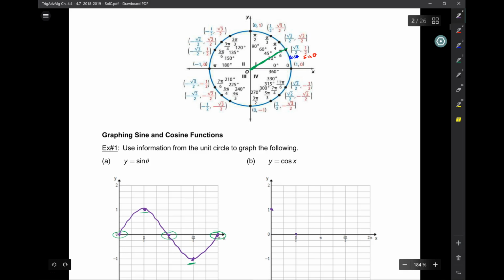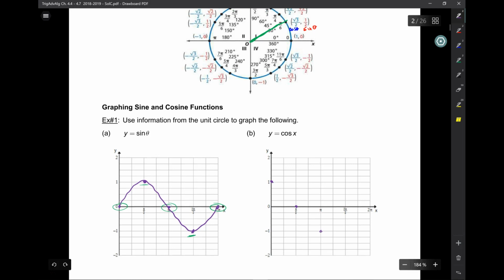0. When the angle is pi, what's the cosine? -1. Then 0. Then what? 1. So what points did we hit this time? We hit some zeros. We hit some maxima and some minima.